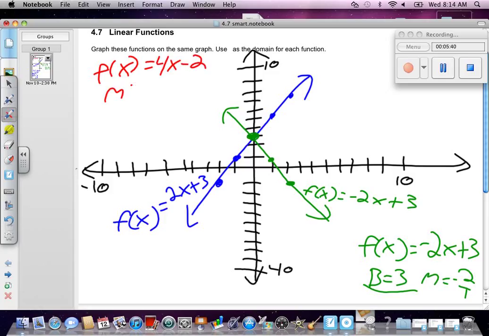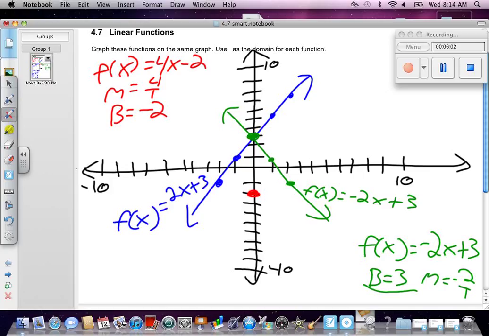Raise your hand if you know. What's my m and my b? Tyler. What's my m? 4 over 1, or 4. Okay, so I'm going to put my first point at negative 2 on the y-axis. B is always where it crosses the y-axis.